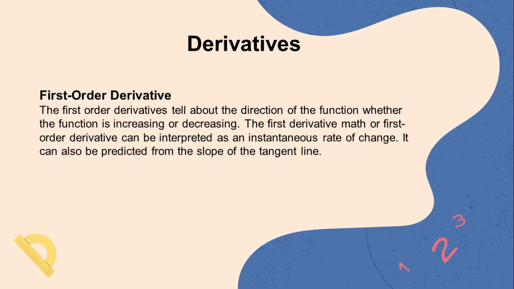First order derivatives. The first order derivatives tell about the direction of the function, whether the function is increasing or decreasing. The first derivative can be interpreted as the instantaneous rate of change. It can also be predicted from the slope of the tangent line.